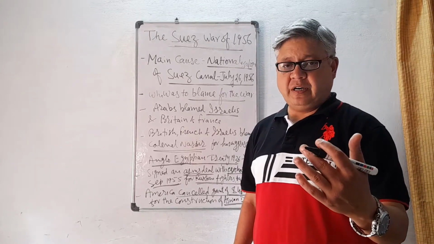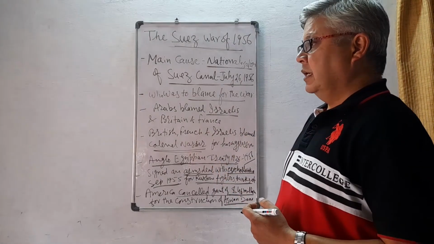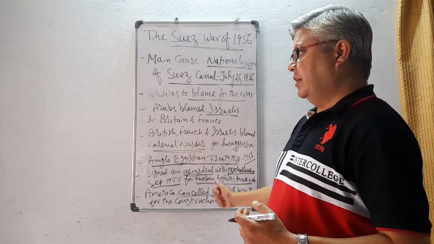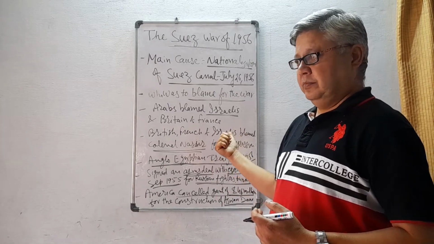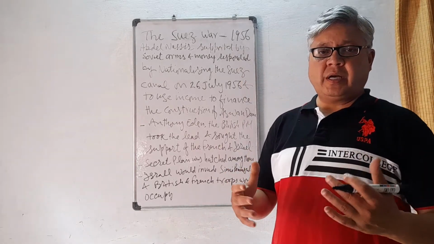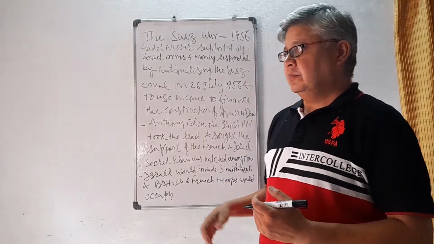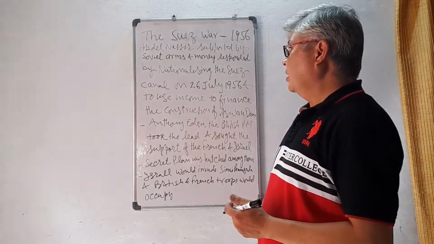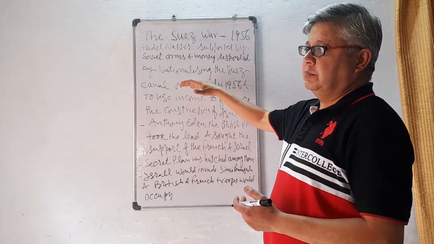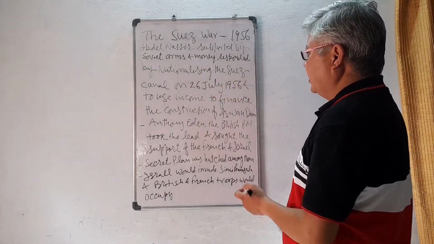So they did not want to depend on America for the construction and for their help. They wanted to do it on their own. So Abdel Nasser, who was furious over America's decision to cancel the grant for the Aswan Dam, ordered the nationalizing of the Suez Canal.